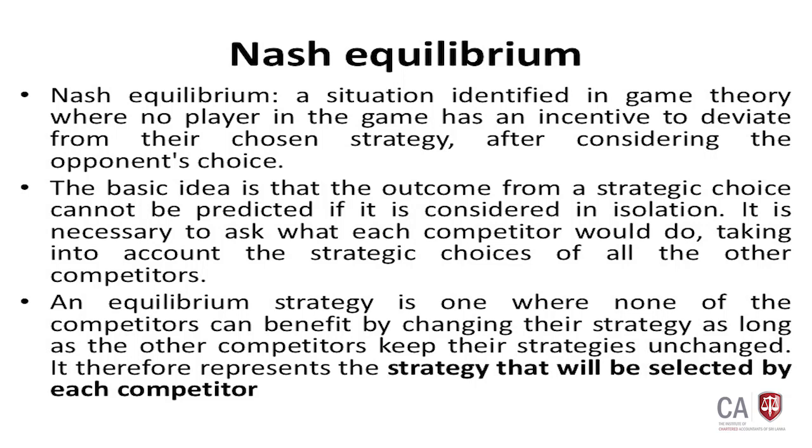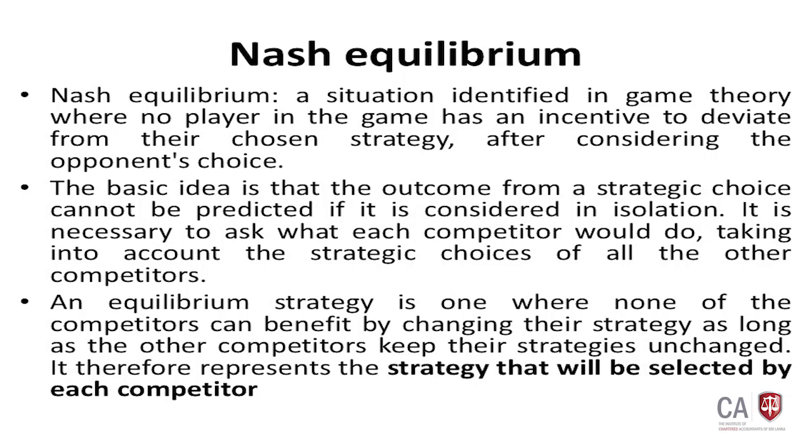The basic idea is that the outcome from a strategy choice cannot be predicted if it is considered in isolation. It is necessary to ask what each competitor would do, taking into account the strategy choices of all the other competitors. So when you are taking a decision, you have to think about what others are going to do. An equilibrium strategy is one where none of the competitors can benefit by changing their strategy as long as the other competitors keep their strategies unchanged. It therefore represents the strategy that will be selected by each competitor.